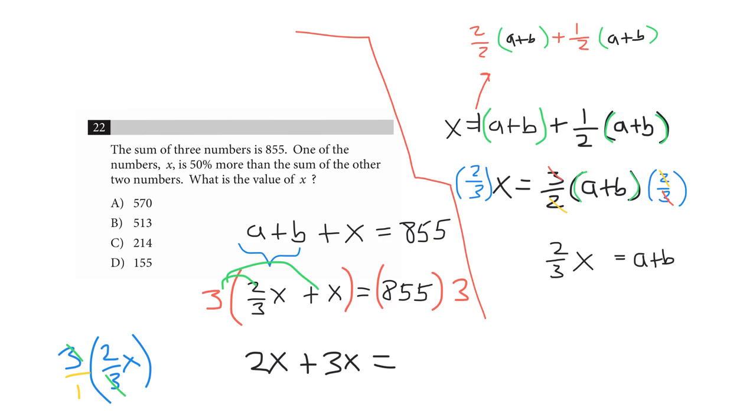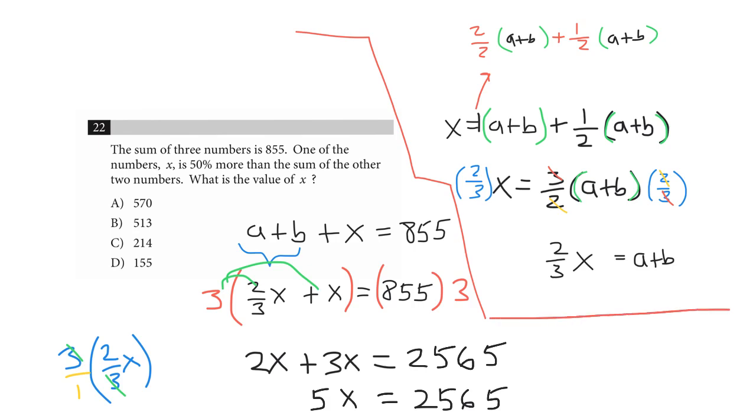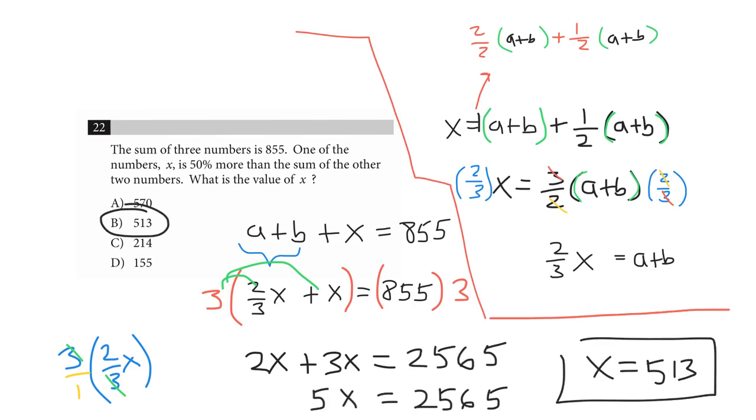Now 3 times 855 is 2565, and combining like terms gives me 5x equals 2565. And using the calculator because I am allowed to do so, why not? Dividing 2565 by 5 gives me 513. We are done. Yay, that's the answer. Moving on.